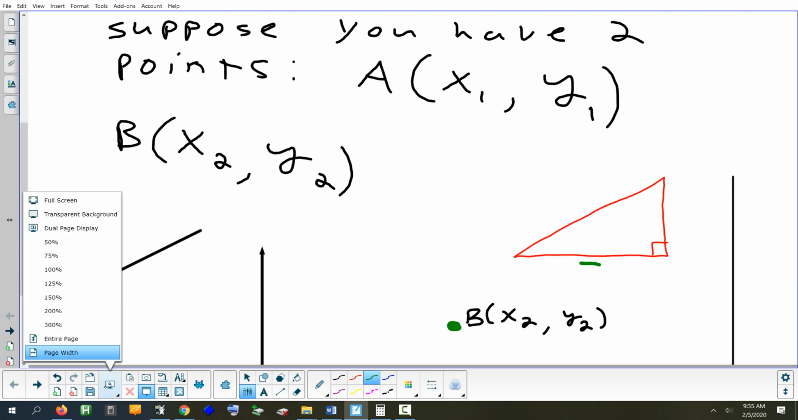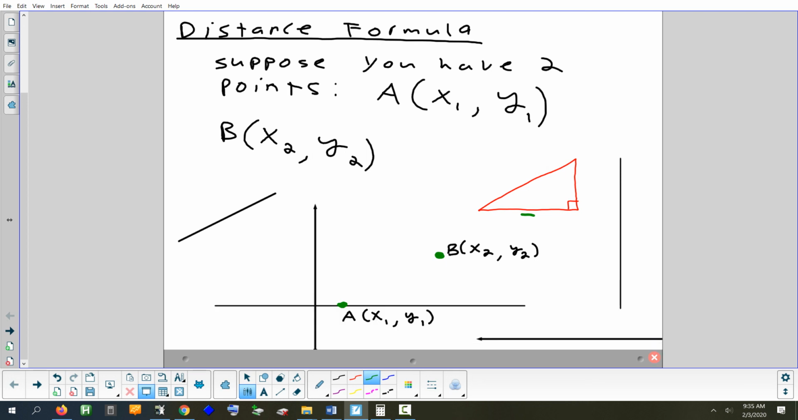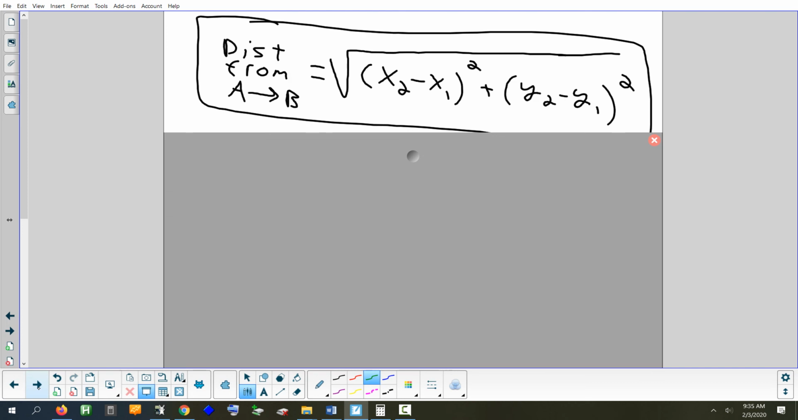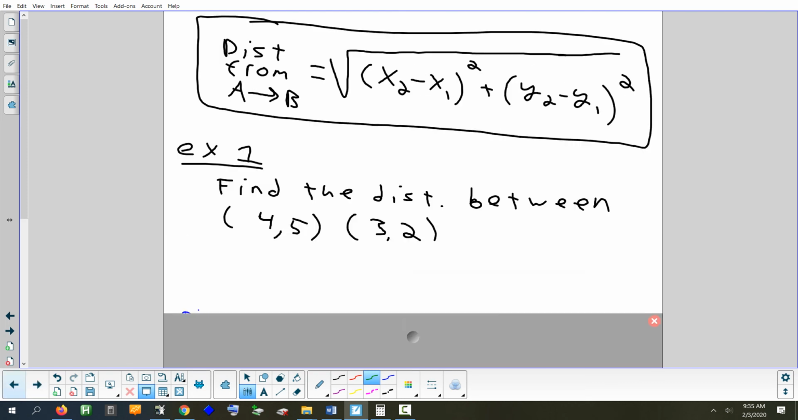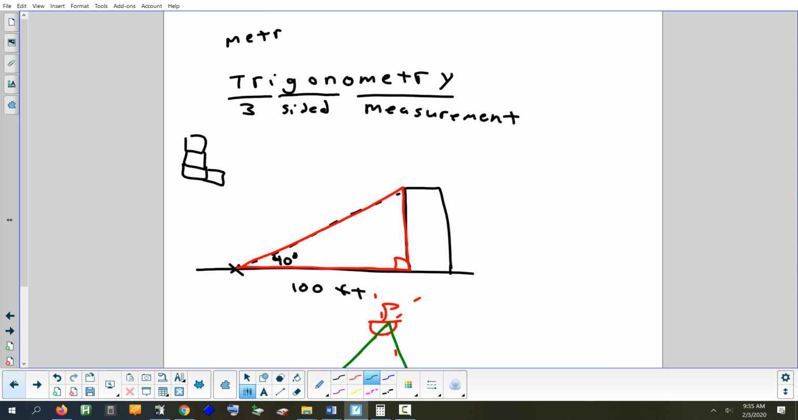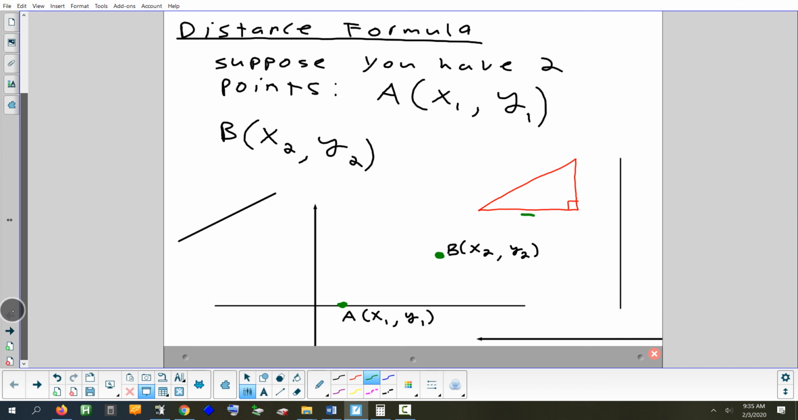Let me just make that a little smaller. So there's my two points, A and B. I've got them as green dots. A has an x and a y value. B would have an x and a y value. So when we do an actual problem, it would be more like, I'll just show you an example, more like that. Find the distance between, and then they're going to give you all numbers. Okay? But for now, we don't have any numbers. Just find the distance between them.